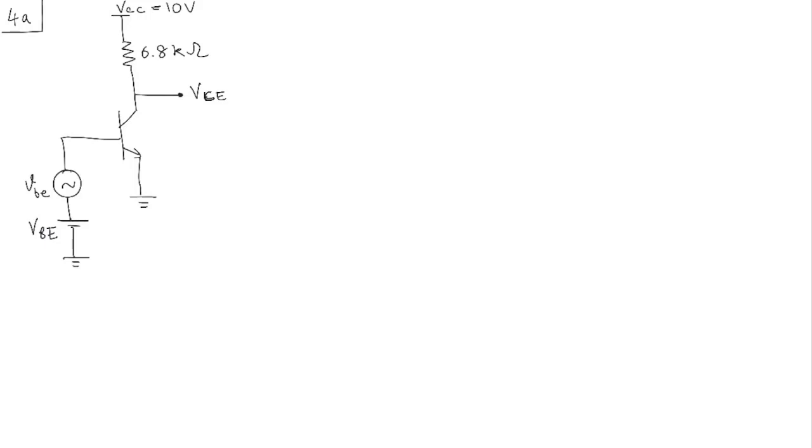Okay, let's look at problem 4A here. And the circuit is shown on the screen. And the question that we are asking is, what should the bias voltage, VBE, be so that the VCE is at 3.2 volts? So in this case, you can just assume that the small signal voltage is equal to 0, and we're just looking at the bias voltages.